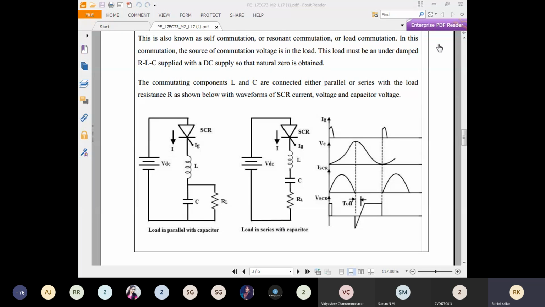Ma'am, what if the inductor is behind the SCR? What if we place the inductor behind the SCR? That is the question, correct? Yes, ma'am. See, these L and C are considered to be the commutating components. That means these two are helping me to turn off this conducting SCR. Getting my point?